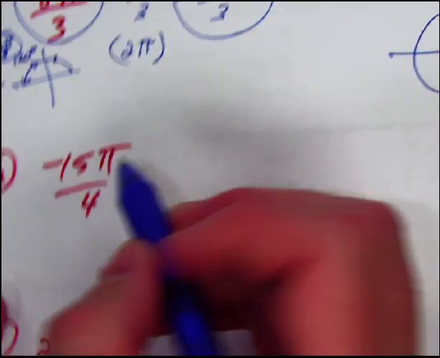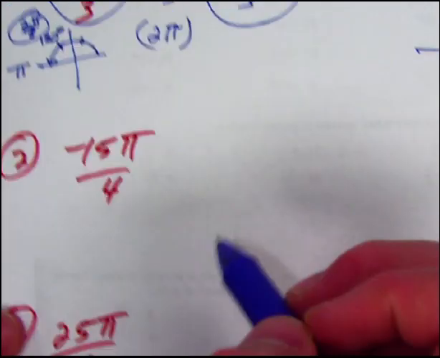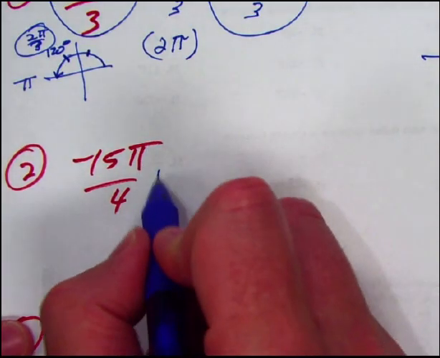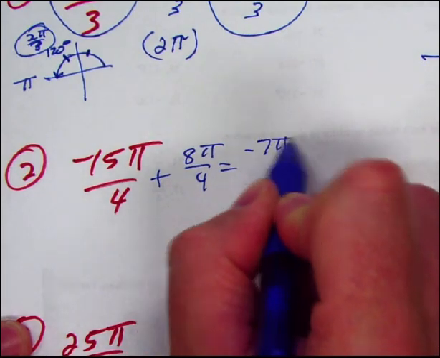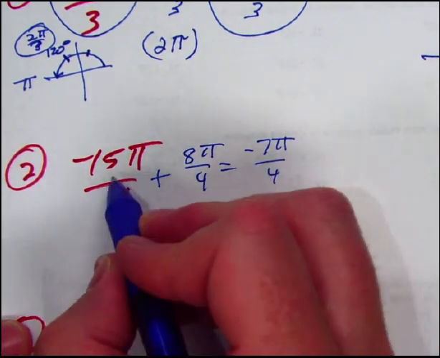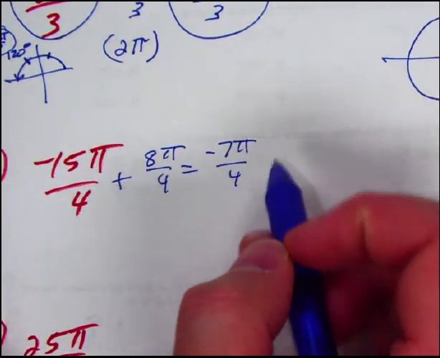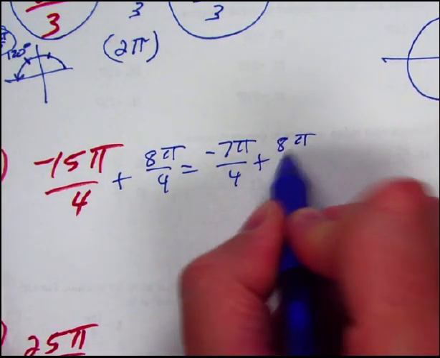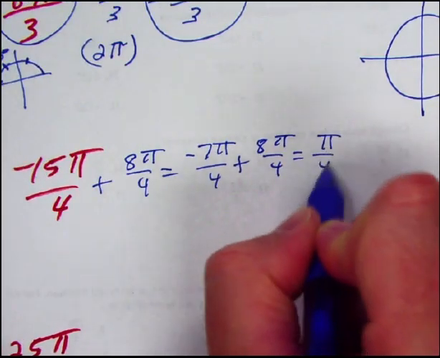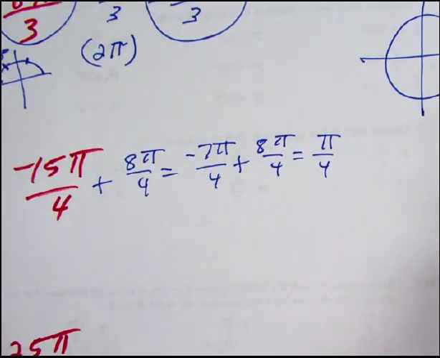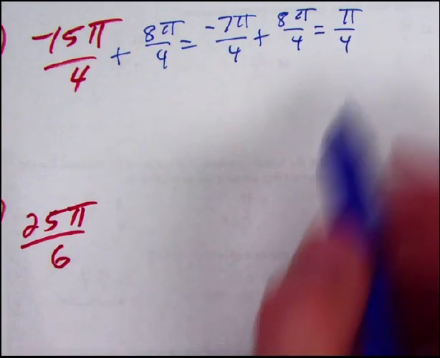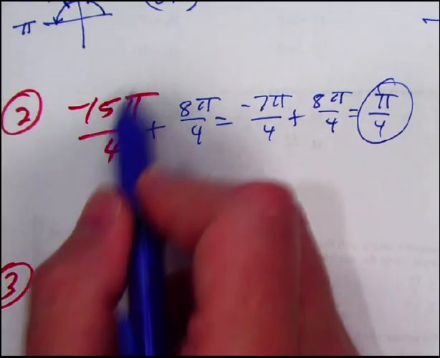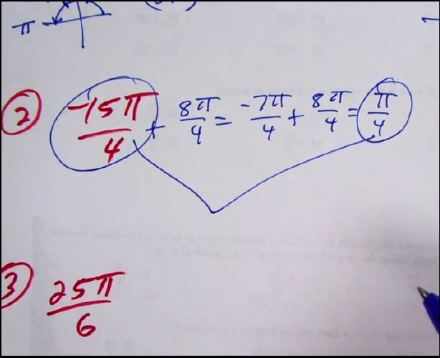The other one, what if you started out with a negative? Well, if I double the denominator, that's 8. So if I added 8 pi over 4 to this, I would get to negative 7 pi over 4. That is coterminal. But some people want to get to a positive coterminal angle, so we add another 8 pi over 4, and that leaves just plain old pi over 4. So the key to this strategy is to double the denominator. So pi over 4 is coterminal with negative 15 pi over 4. Those two are a match.